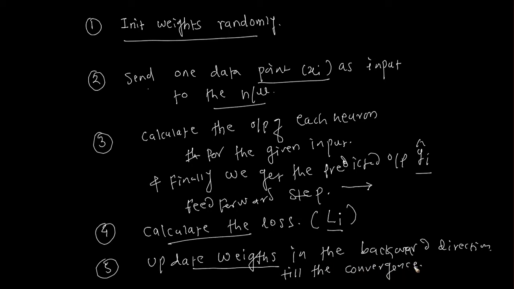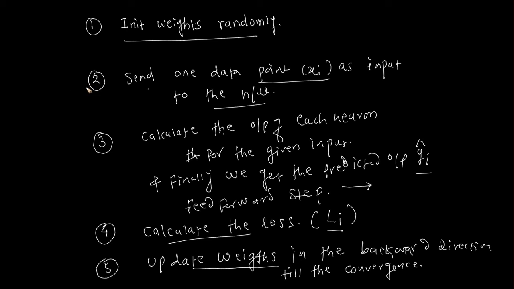Till the convergence means till the point when old weight and new weight are very similar. That means there is no difference in the old weight and new weight. That means there are no more updates, right? The weights are not getting updated. Till that point we'll update the weights. So these are steps 2 to 5.